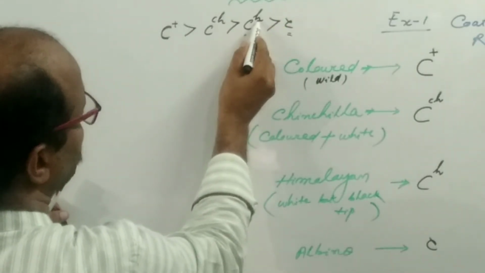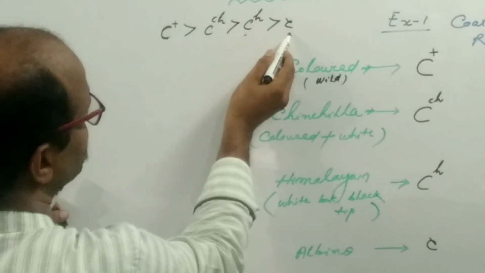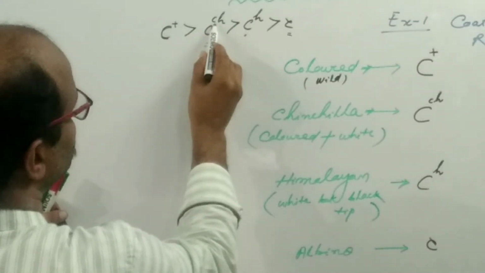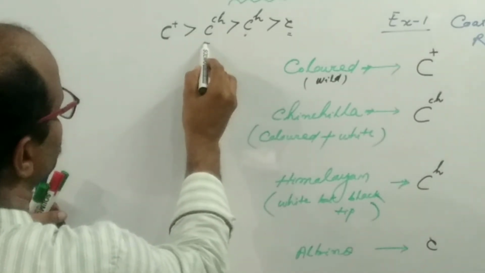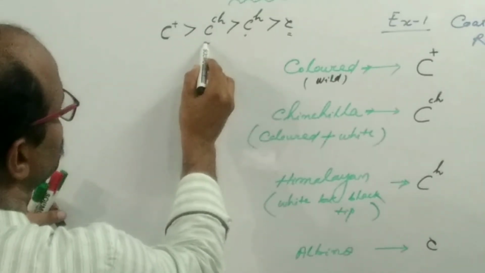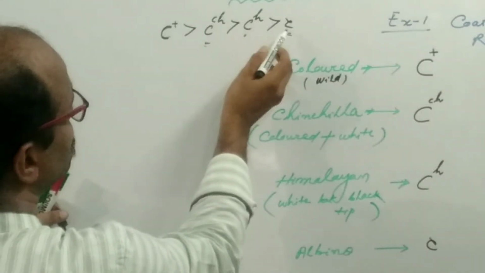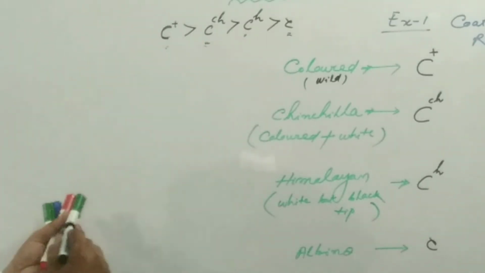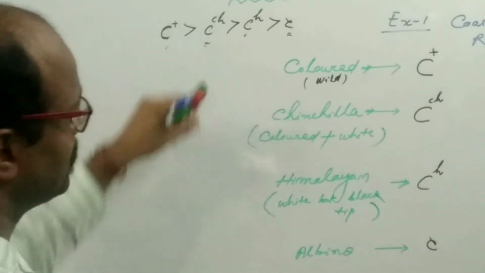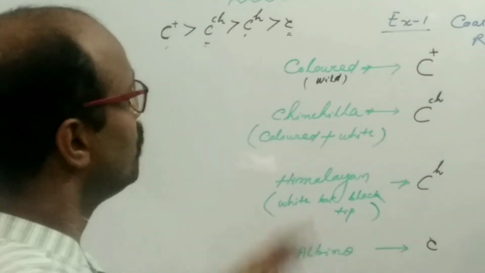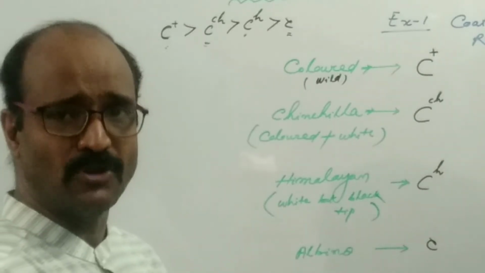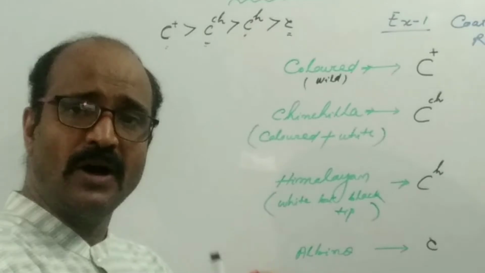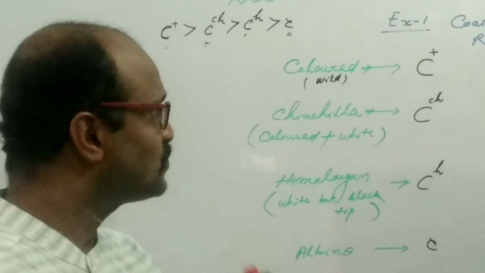The c^h Himalayan variety is dominant to small c, but it is recessive to C plus and c^ch. The c^ch chinchilla is recessive to C plus and it is dominant to both c^h and small c, and C plus is dominant to all. This is known as the gradation in dominance. What will be the different genotypes? How many types of genotype may be possible? Means how many alleles may occupy the same locus of the homologous chromosome.